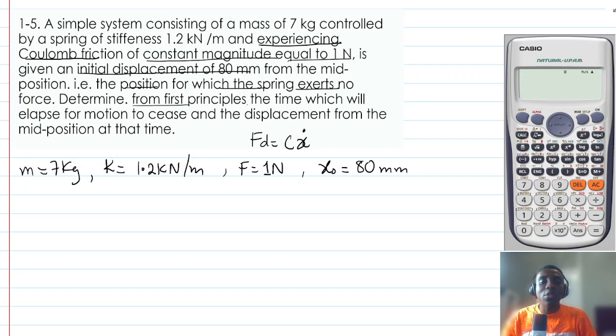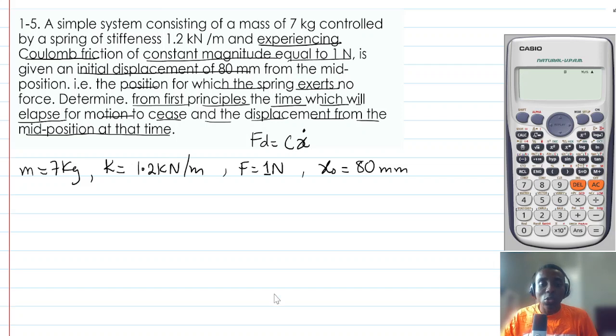Determine from first principles the time which will elapse for motion to cease and the displacement from the mid position at that time. So you've got a spring mass system with Coulombic damping. As soon as you give it a slight displacement, it is going to vibrate, and we calculate the time at which this vibration will cease, and the displacement at that point.